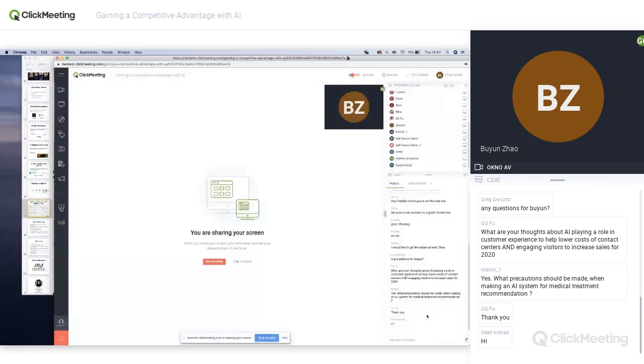Yes. I would add that for medical treatment, the first thing to consider is definitely HIPAA compliance. You have to be absolutely sure that it's used for medical treatment and medical treatment only.